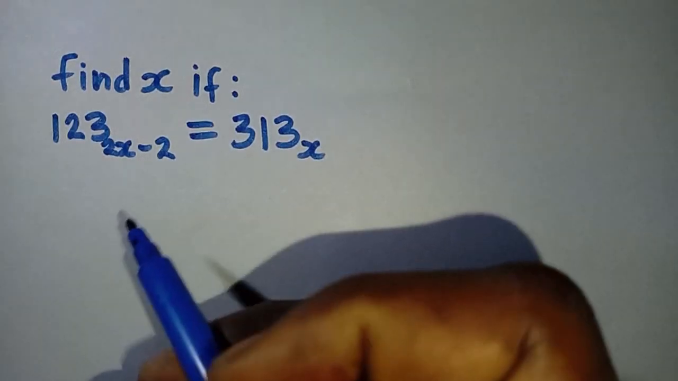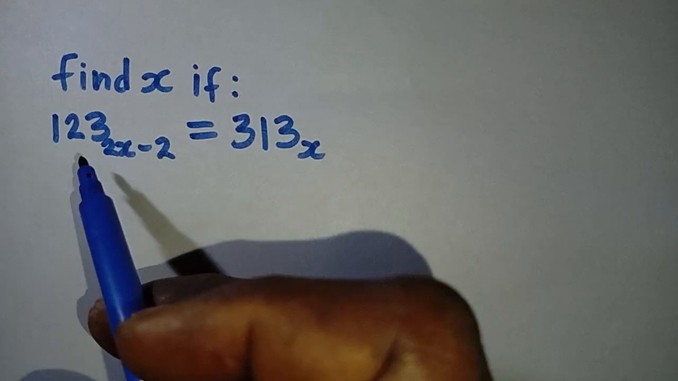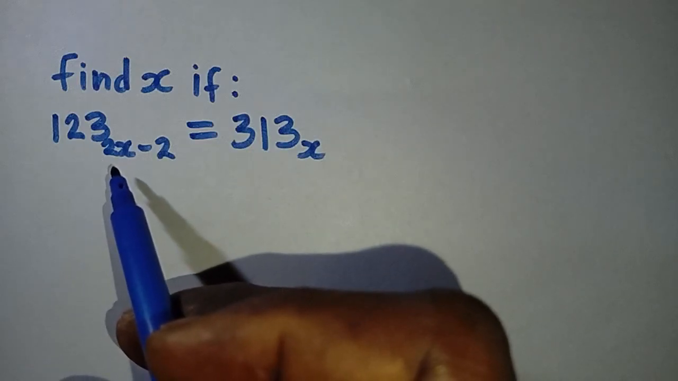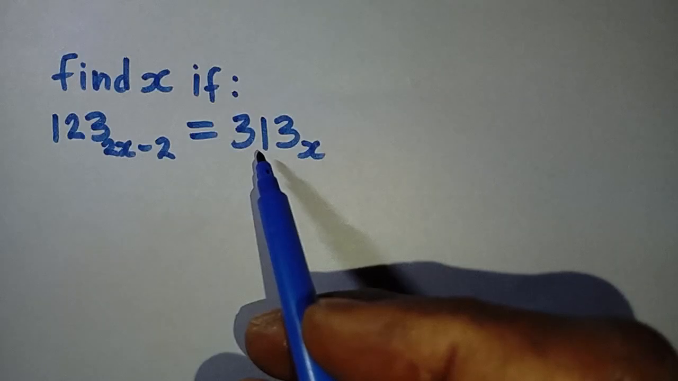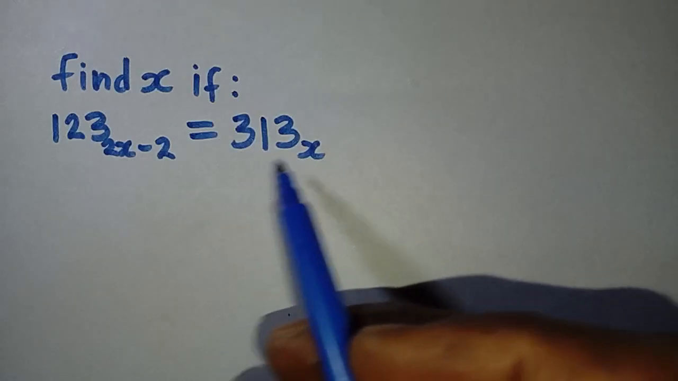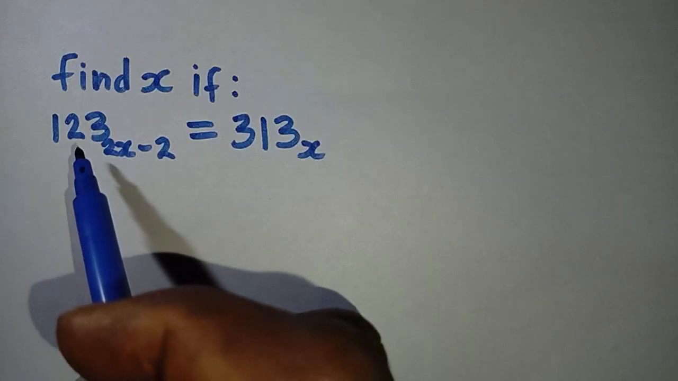Alright, this is a problem on number bases. It says 123 in base 2x minus 3 is equal to 313 in base x, and that we should find x.